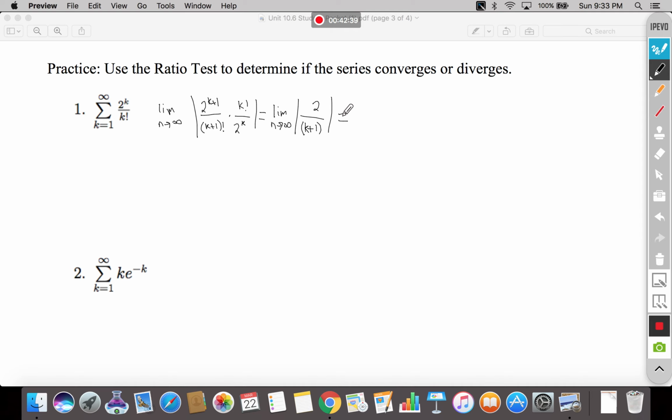as n goes to infinity, oh, this shouldn't say n, should it? These are all k's. I should have said k from the beginning. I'm sorry. All right, as k goes to infinity, what happens? Well, k is going to grow down here, so this is going to go to 0, which is less than 1. What does that mean for us? That means that the series converges by the ratio test.